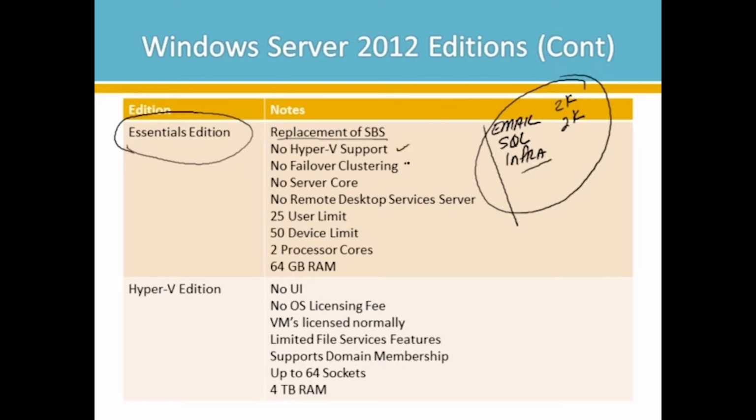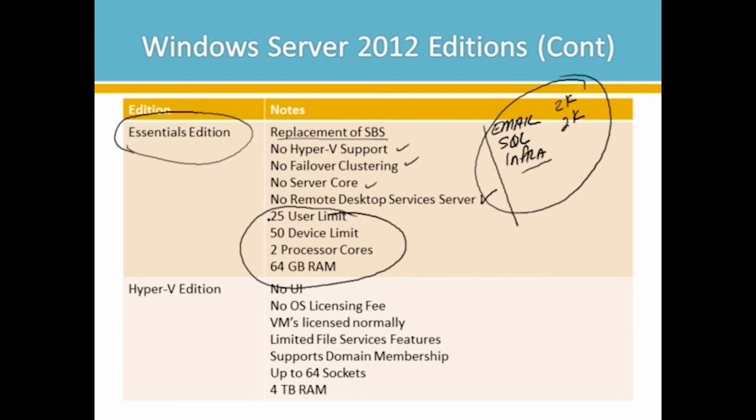We don't have Hyper-V or clustering or core. It can't be an RDP server, so people can't be terminaling in with their own sessions. And here is where the power and the licensing makes a determination. You have a 25 user limit, you have a 50 device limit, you can only have 2 processor cores, and you're limited to 64 gigs of RAM, which again, for this type of edition is more than enough.